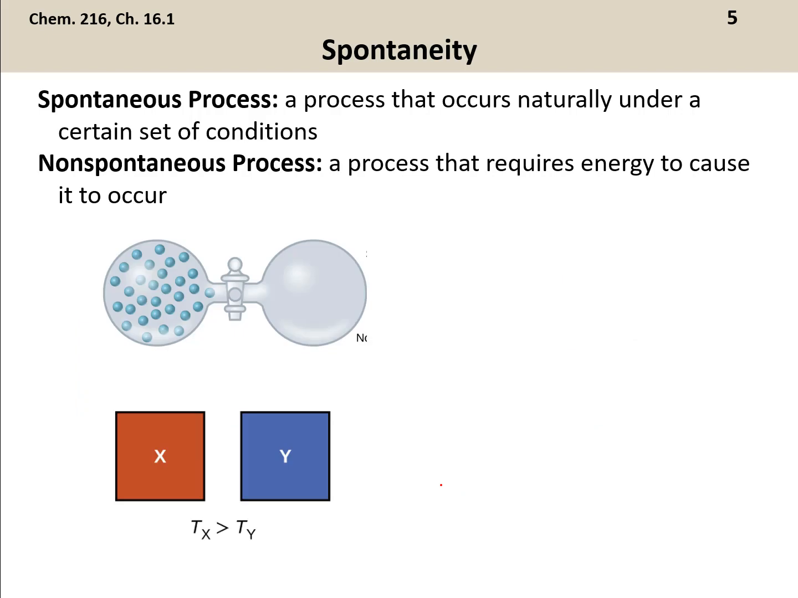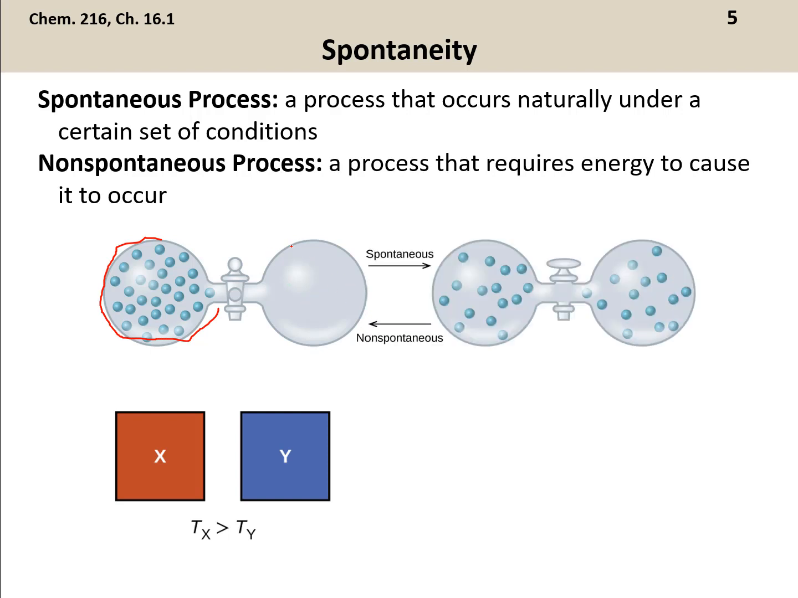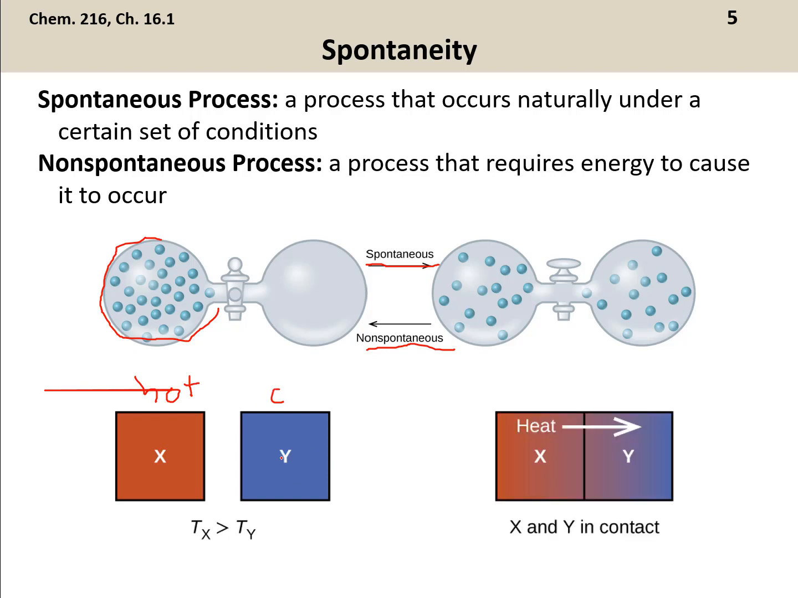Here's another example. Let's say I had a gas cylinder where on one side there was some gas, on the other there was none. If all of a sudden I open it up, what are they going to do? They're going to fill both sides. That would be a spontaneous reaction. But for the opposite to happen, that'd be non-spontaneous. Again, if I had something that's hot on one side and cold on the other, and I put these together, what's going to happen? The heat's going to transfer until they get to the same temperature.